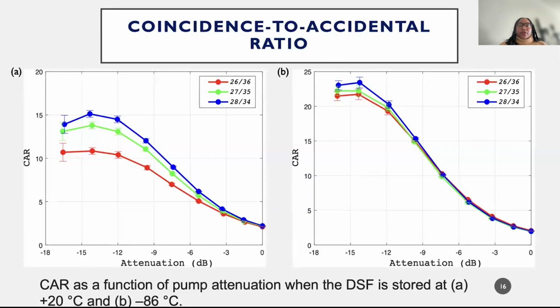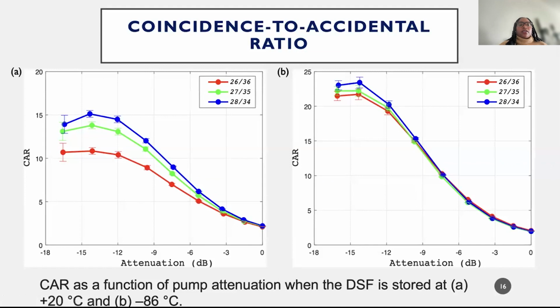So the CAR is shown for each channel pair as a function of attenuation at 20 and -86. For both temperatures, the CAR is maximized at around 14 dB, and it then decreases as the power is increased. This indicates the presence of noise photons due to self-phase modulation again.